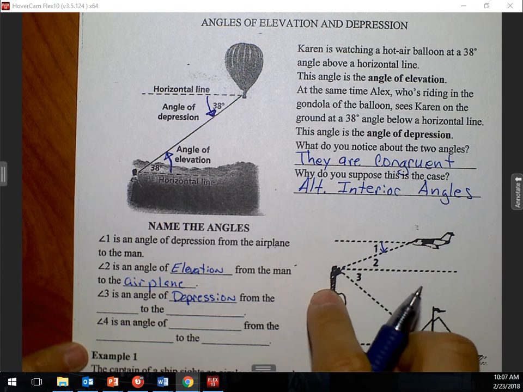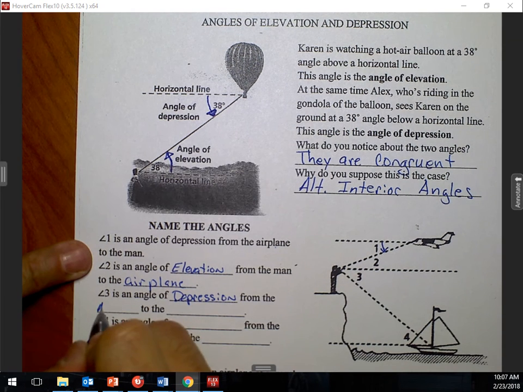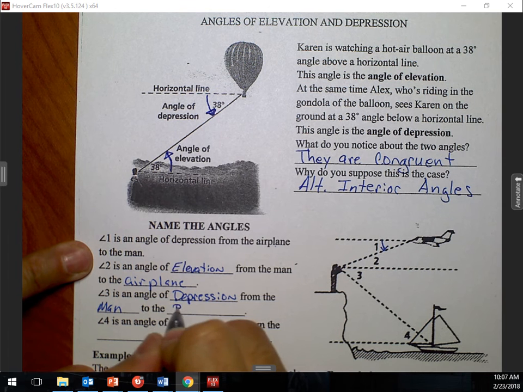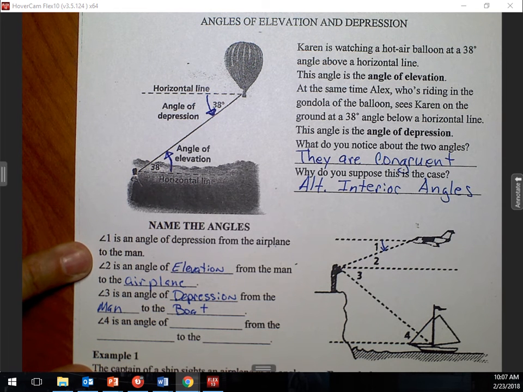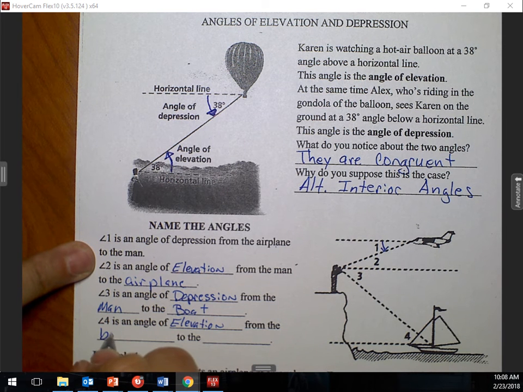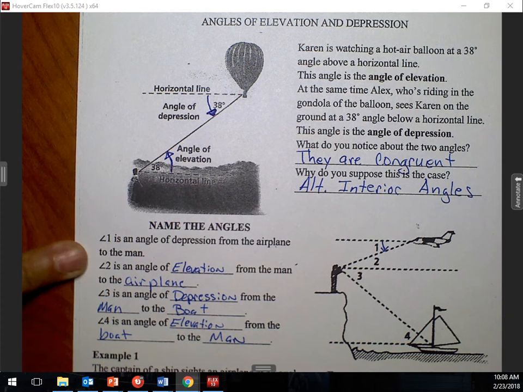From the man to the boat. Okay. Angle 4 is an angle of elevation, from the boat to the man. Easy enough, right?